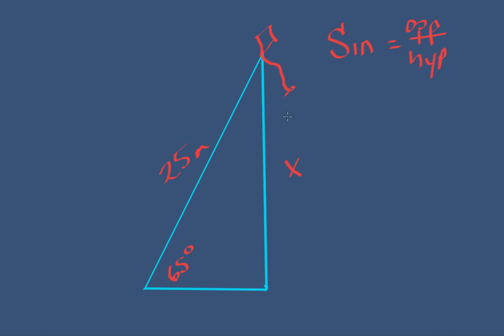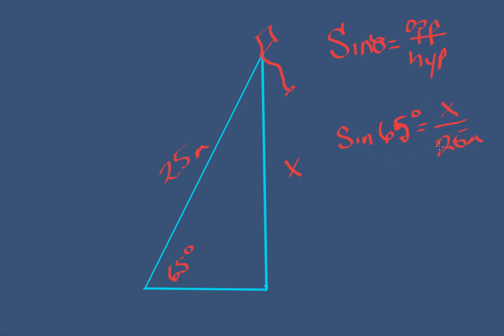I didn't tell you that in class, so don't get mad at me, but go ahead and watch this, and I will check in with you guys. So the sine of some angle is going to be equal to the ratio of the opposite over the hypotenuse. So sine of 65 degrees, that's our angle in question, would be the height in the air of the kite over 25 meters.